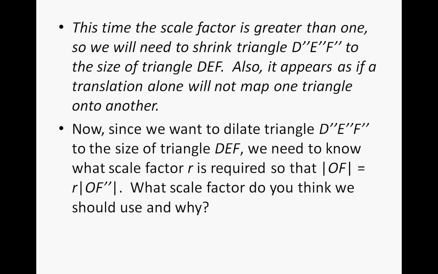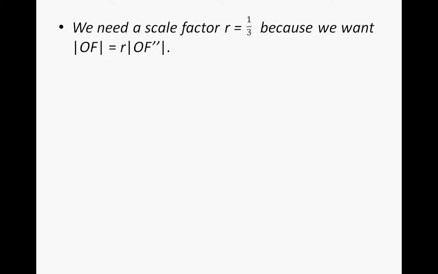Since we want to dilate the double prime triangle to the size of the original triangle DEF, we need to know what scale factor r is required so that the line segment OF is equal to the scale factor times OF double prime. Okay, so not single prime, but double prime. So what scale factor do you think we should use and why? Take a look at it and see if you can figure that out. Well, we need a scale factor of r equals 1/3, because we want the original OF, and that is going to be 1/3 of OF double prime.